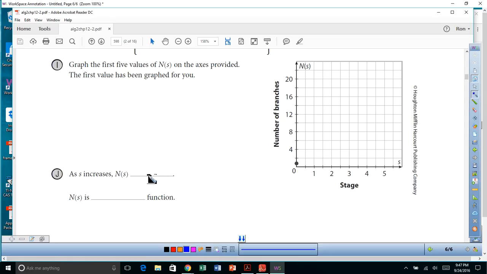So let's see, 0, and then 1 would be 2. 2 would be 4. 3 would be 8. 4 would be 16. And then 5 would be 32, and it's not on here. As s increases, n sub s increases.